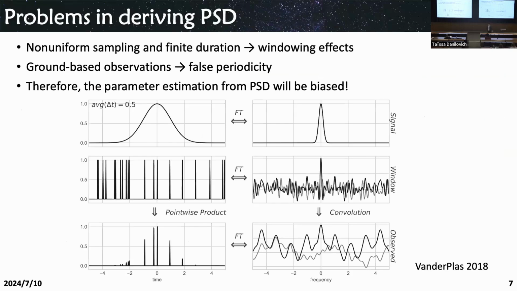But there are several issues in calculating the PSD. The non-uniform sampling and finite duration will cause unpredictable window effects, and ground-based observations will introduce some false periodicity because the telescope can only observe at a certain season of the year. So the parameter estimation from the PSD will be biased. The plot gives an example signal shown here; after applying a non-uniform window effect, the observed PSD will contain a lot of noise, making the expected peak not prominent. So directly performing a Fourier transform on the light curves and then fitting the PSD is not reliable.